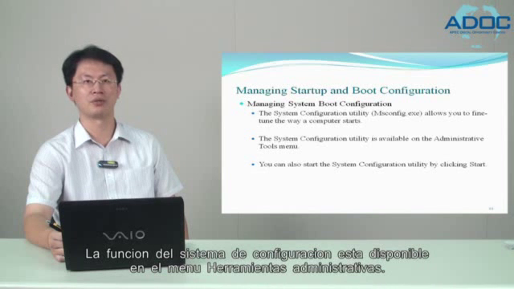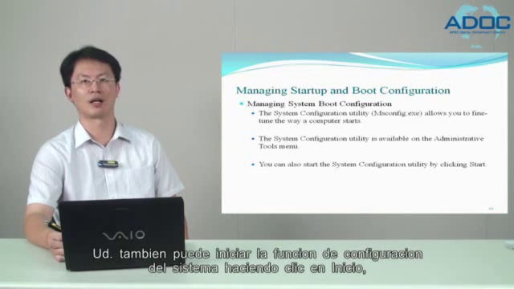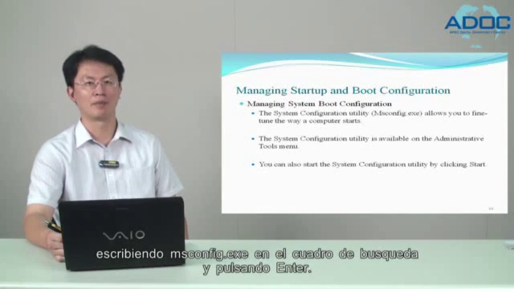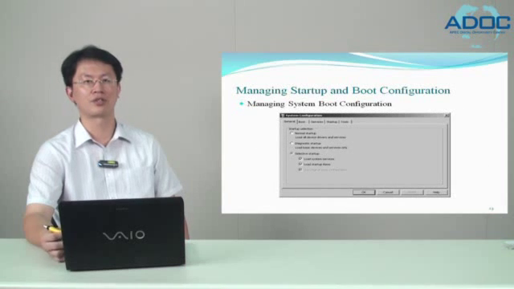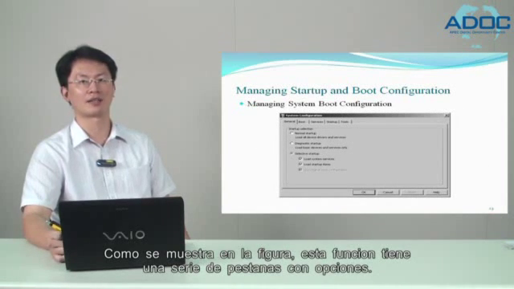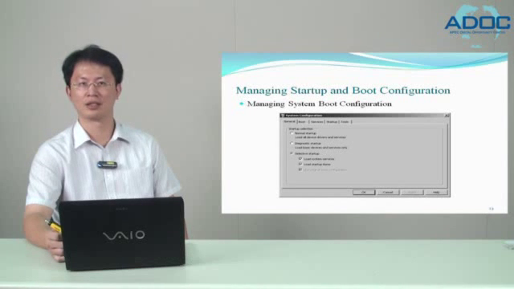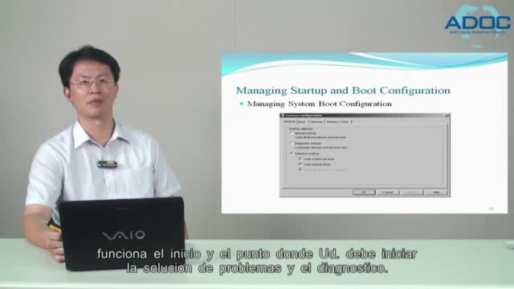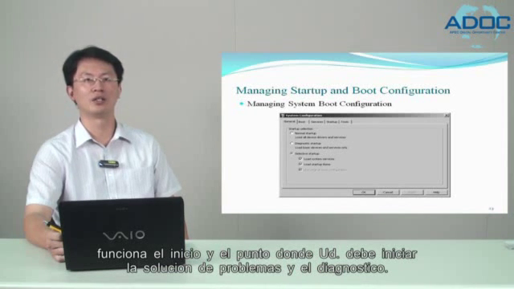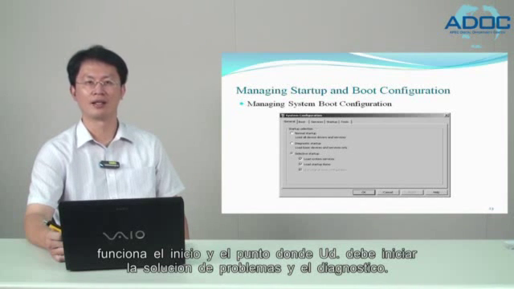The System Configuration utility is available on the Administrative Tools menu. You can also start the System Configuration utility by clicking Start, typing msconfig.exe in the search box and pressing Enter. As shown in the figures, this utility has a series of tabs with options. The General tab options allow you to configure the way startup works and are where you should start your troubleshooting and diagnostics.